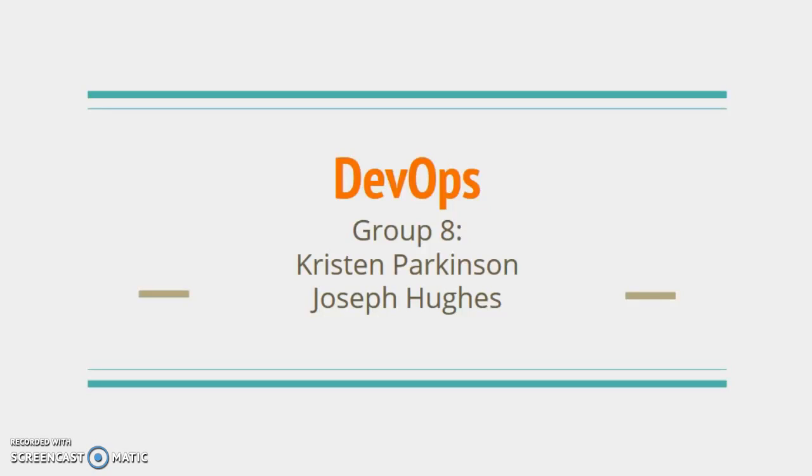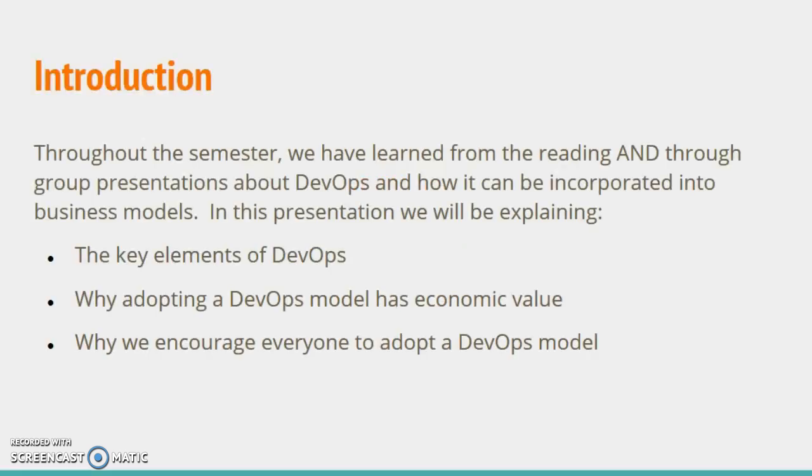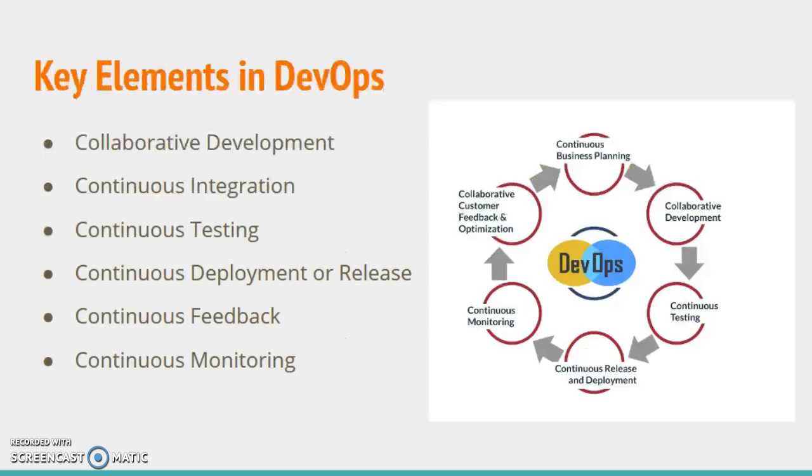We'll be going over our final presentation, which is DevOps. Throughout the semester, we've learned through the reading and through all the amazing group presentations about DevOps and how we can incorporate it into our business models. In this presentation, we're going to explain the key elements of DevOps, why adopting a DevOps model has economic value, and why we encourage everyone to adopt the DevOps model.